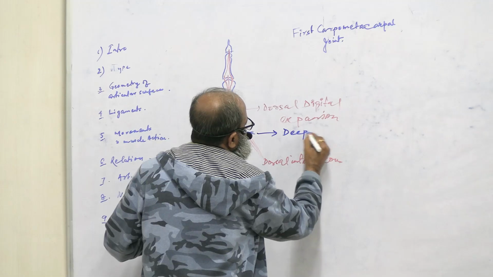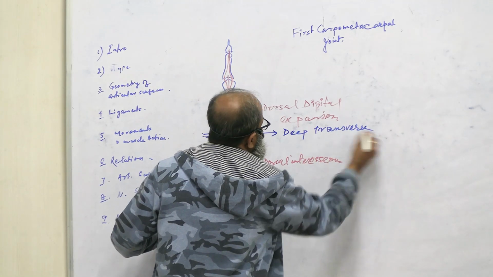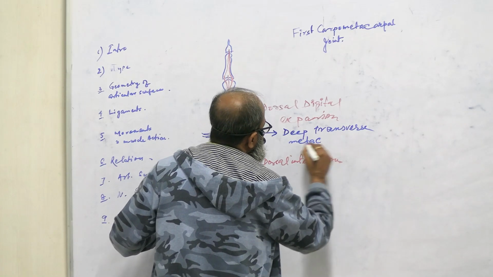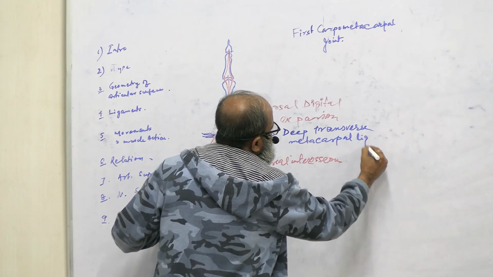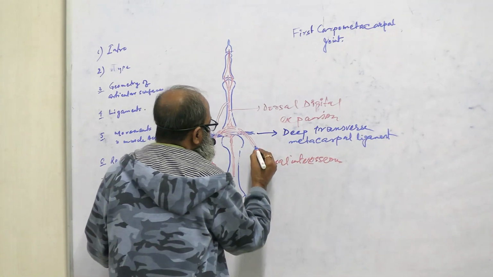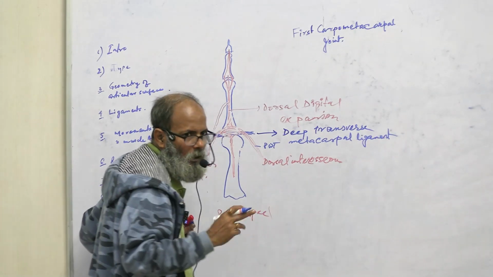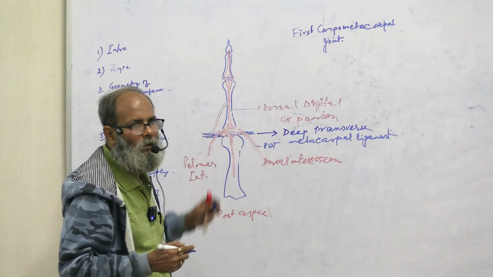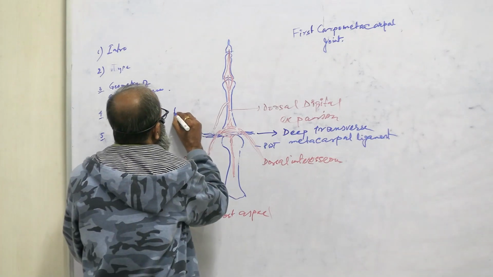Deep transverse metacarpal ligament. There is a superficial transverse metacarpal ligament also. So the proximal wing tendon, PWT, is formed by the palmar and dorsal interosseous tendon, right? These are attaching to this dorsal digital expansion. Got my point? And this is the lumbrical muscle.